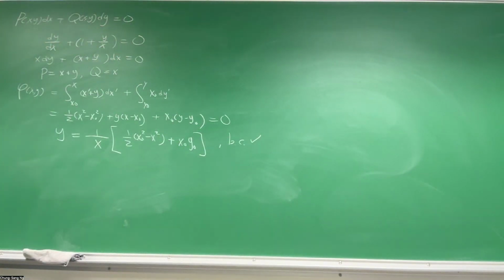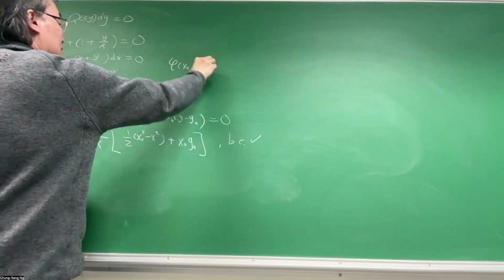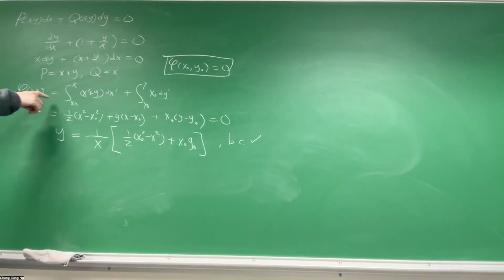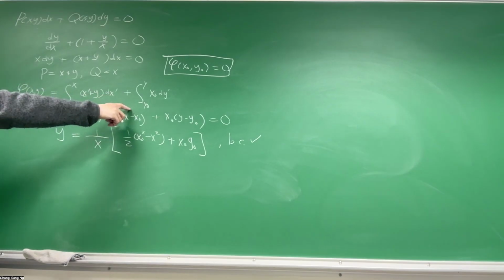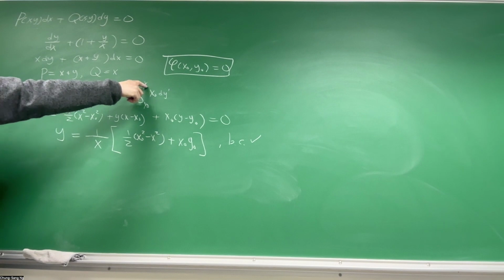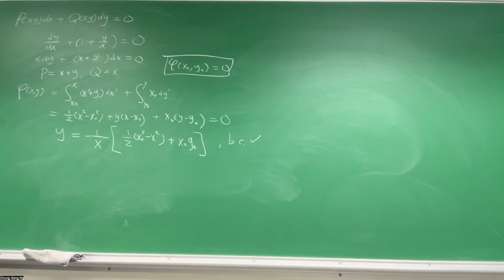Now, you can see the boundary condition or initial condition because this formula makes sure that phi at x sub 0, y sub 0 is 0, right? Because by construction you write it this way. So at x equals x0, the integral is 0. Then y must equal y sub 0 to make this also 0. Okay.